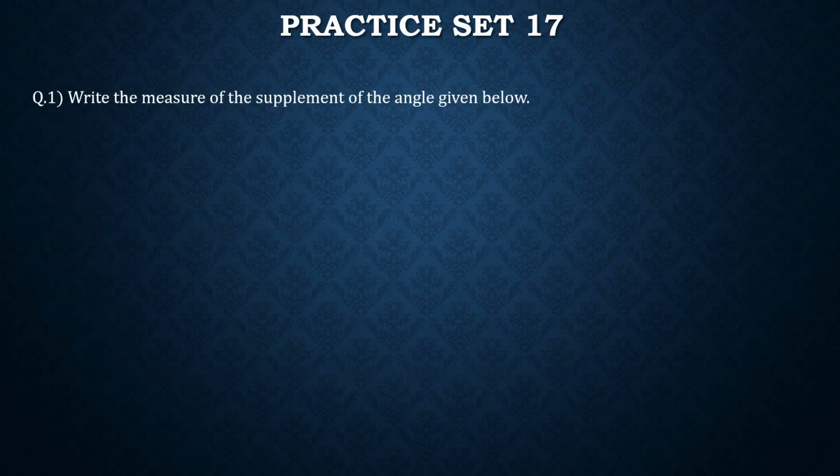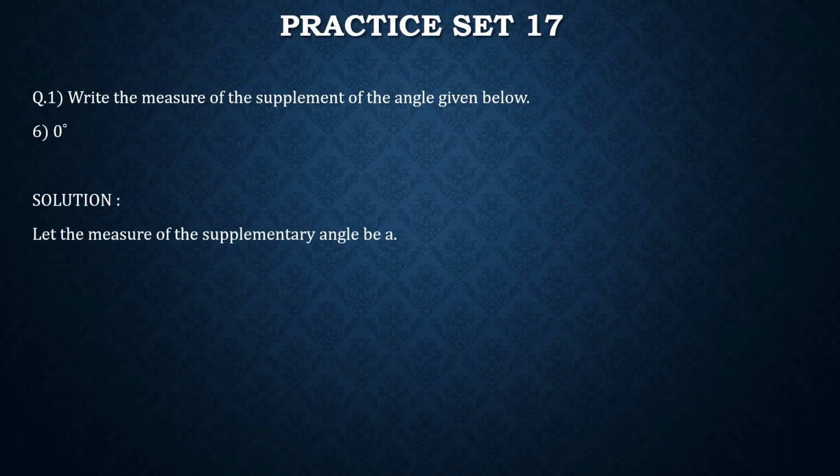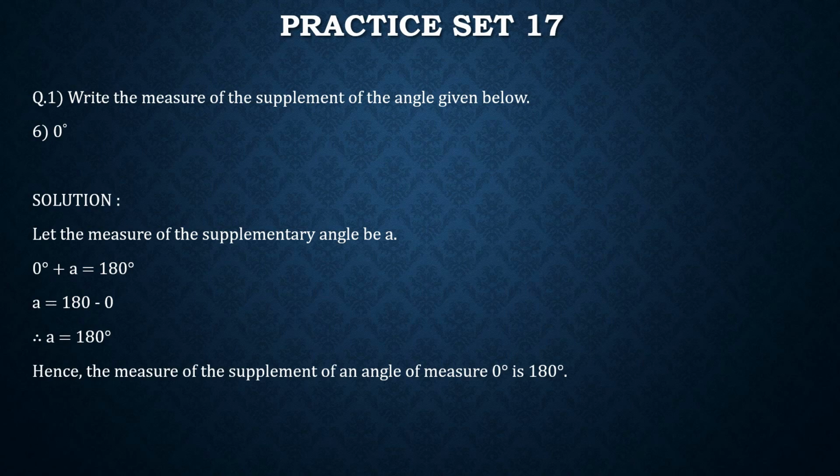Sixth sum is 0 degrees. So we have to find the measure of supplementary angle of 0 degrees. Solution. Let the measure of supplementary angle be A. 0 plus A is equal to 180 degrees. Therefore, A is equal to 180 minus 0. So the value of A is equal to 180 degrees. Hence the measure of supplement of an angle of measure 0 degrees is 180 degrees.